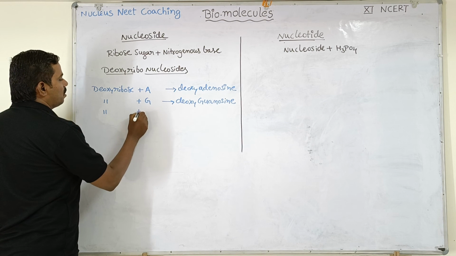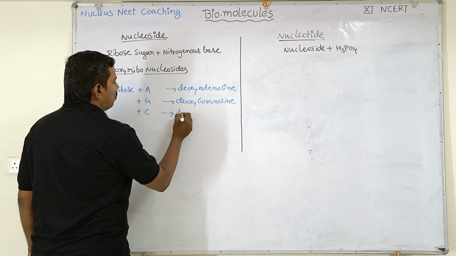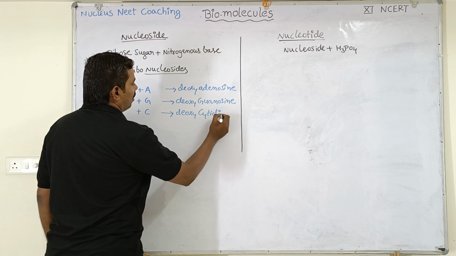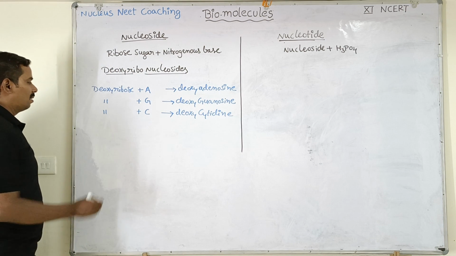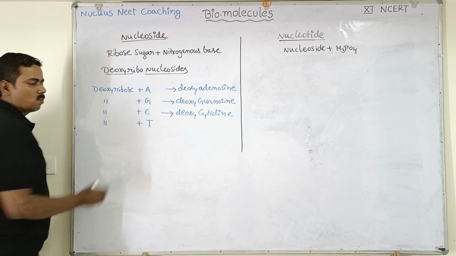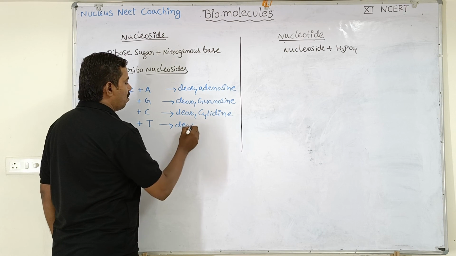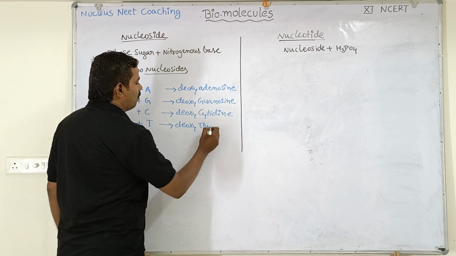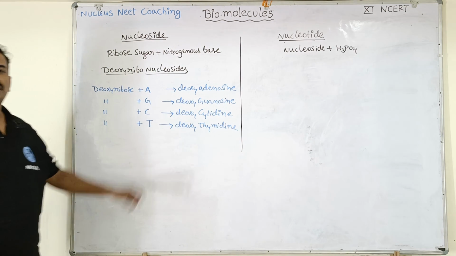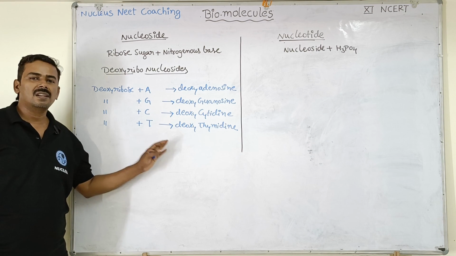Deoxyribose sugar, when it combines with cytosine, then it gives rise to a nucleoside called deoxycytidine. A deoxyribose sugar, when it combines with thymine nitrogenous base, it gives rise to a nucleoside called deoxythymidine. So these are the four different possible deoxyribonucleosides. Okay, they will be present in DNA.